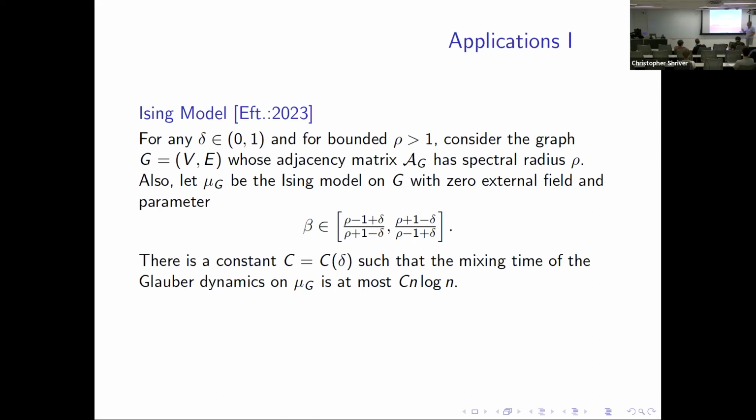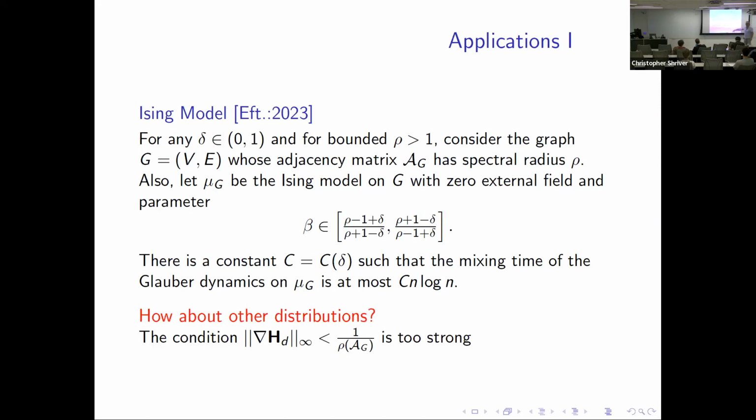Okay, so how about other distributions? How about the hardcore model now? It turns out that this condition on the gradient of H is too strong. The Ising model is not so amenable, in a metaphorical sense, to this kind of trick. It requires something substantial to prove rapid mixing. The Ising model in this sense is easy.